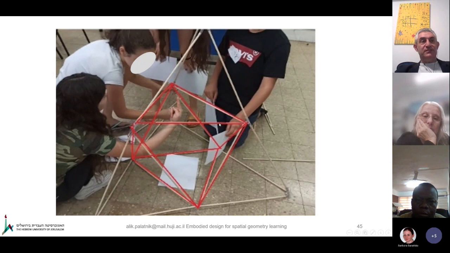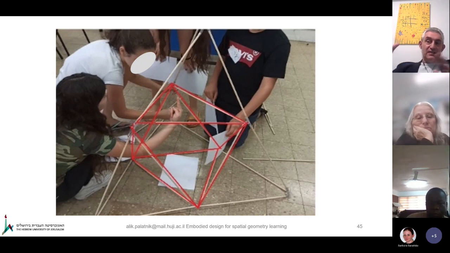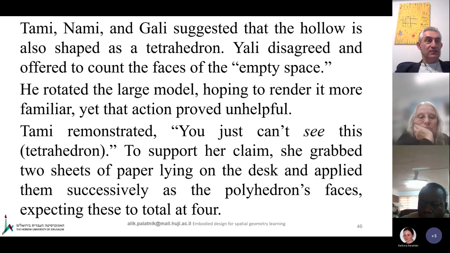But can you see the sheets of paper? I was taken by surprise because it was a pile of sheets of paper that just happened to be in the classroom. And one of them just realized, oh, we can do this.